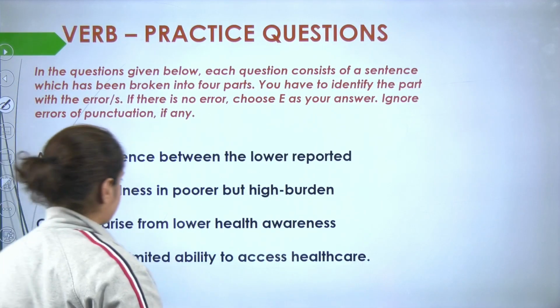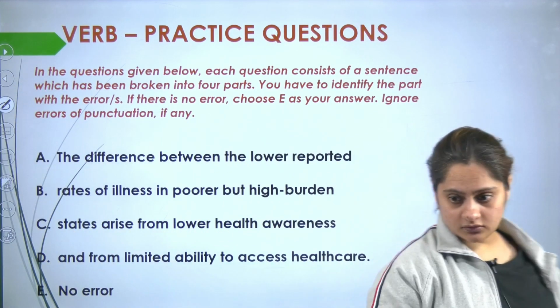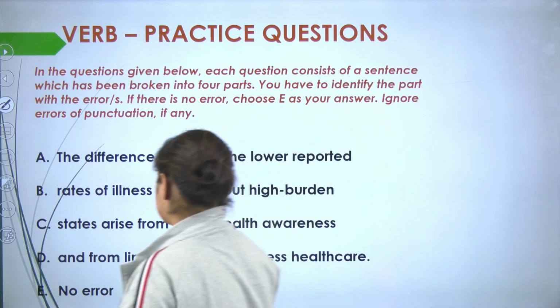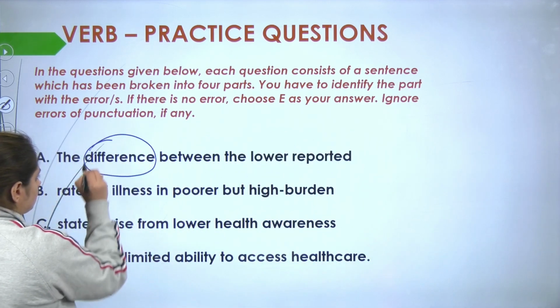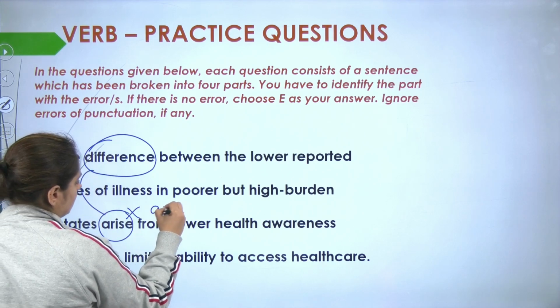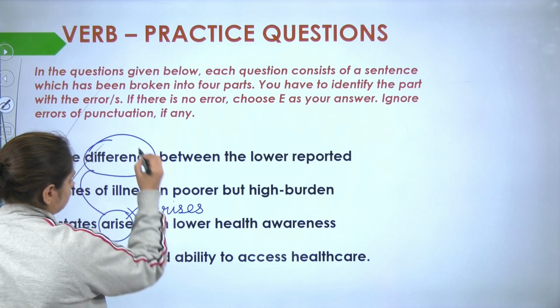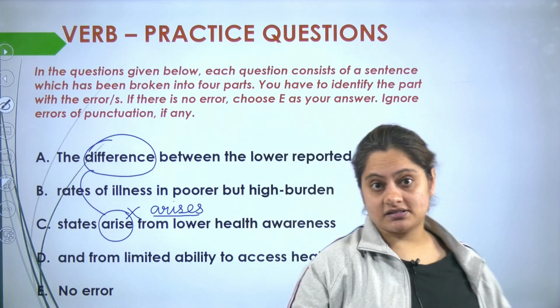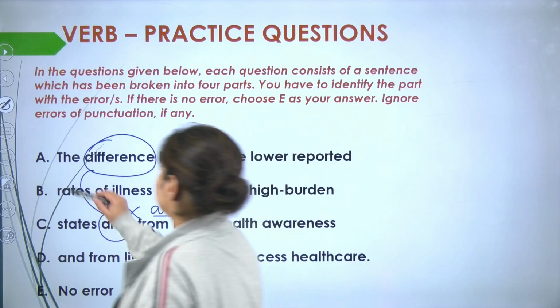Next. The difference between the lower reported rates of illness in poorer but high burden states arise. You have learned the rule of approximation. What arise? Difference. So based on difference, this verb should be arises. Based on the subject which is singular, the verb will be singular. The difference arises. Okay. Next one.